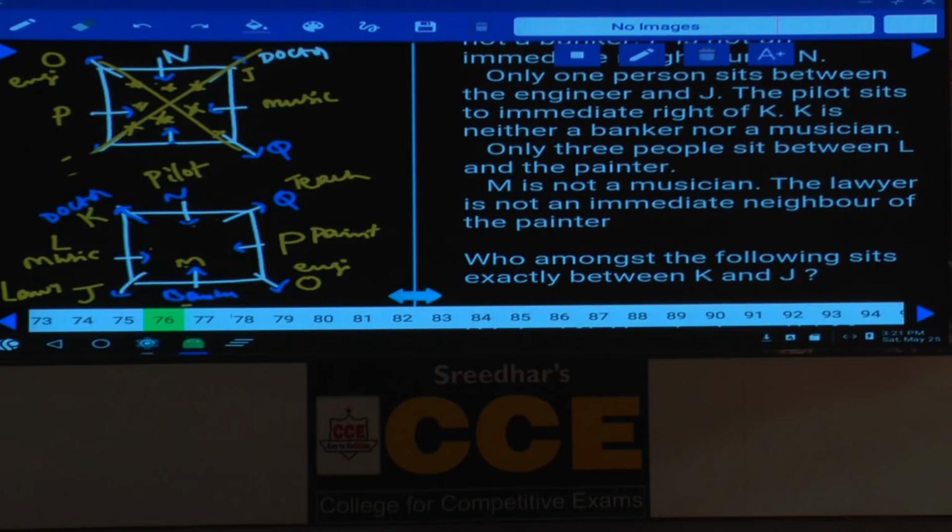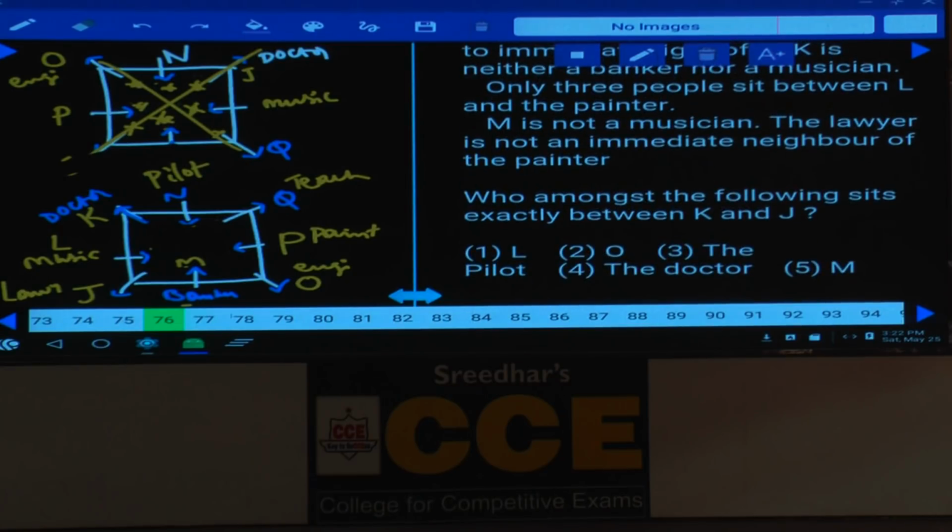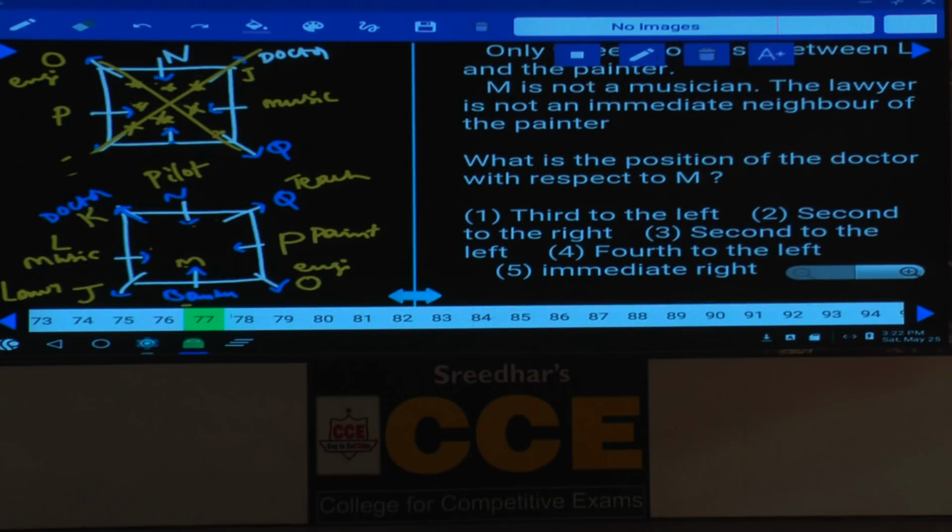Then the next one, question number 76 to 80. Now in question number 76, who among the following sits exactly between K and J? Tell me who is exactly between K and J? L the musician, that is choice 1. Then question number 77, what is the position of the doctor with respect to M? The doctor is 1, 2, 3, third to the left. Third to the left, that is choice 1.